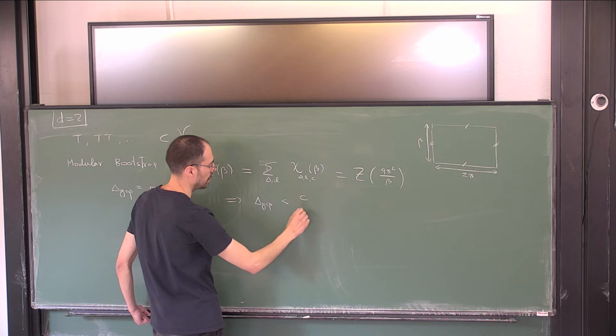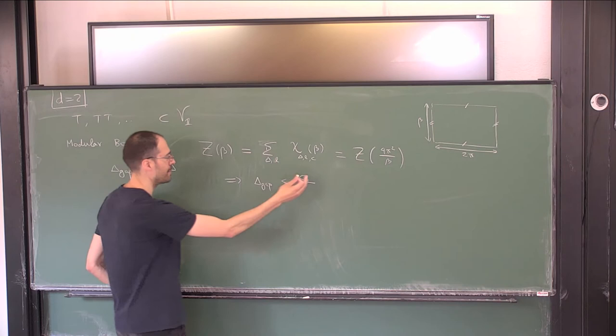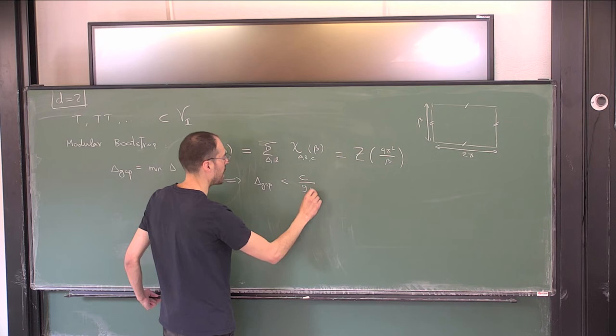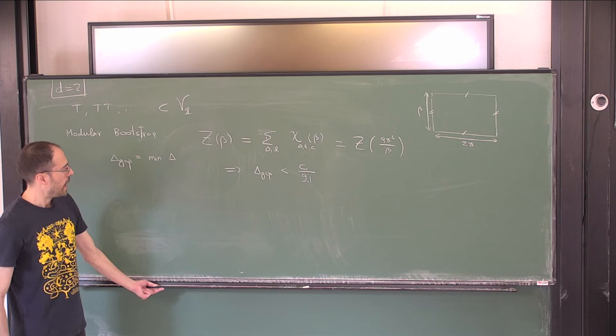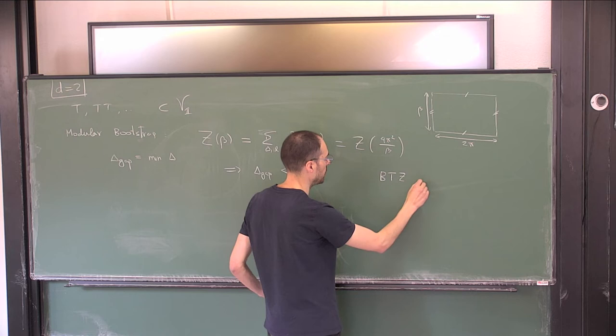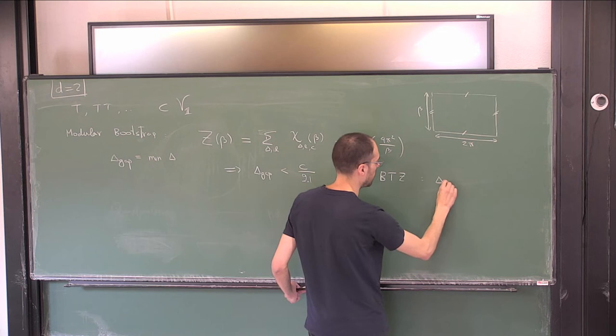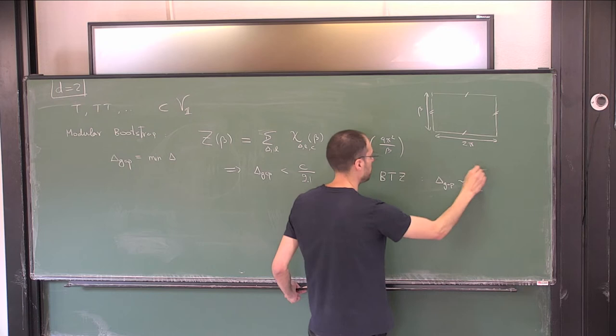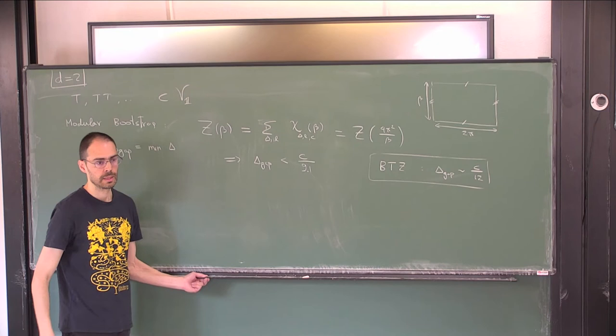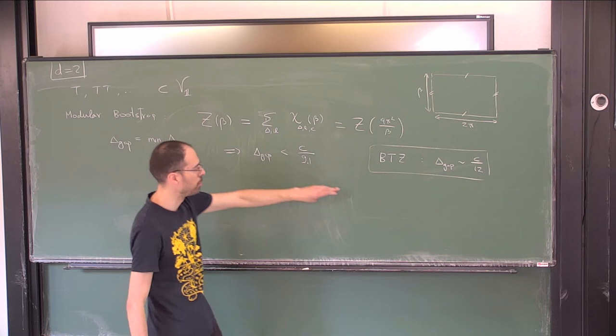This number is a big fight. Hellerman got some number. The best now, I think from the group of Tom Hartman, is about 9.1 from the numerics. You should compare this with the expectation from BTZ black holes. The lightest BTZ black hole would imply that delta gap would be c over 12, so it would be smaller than what this excludes. So there is some effort to try to see if this 9 can be pushed all the way to 12.